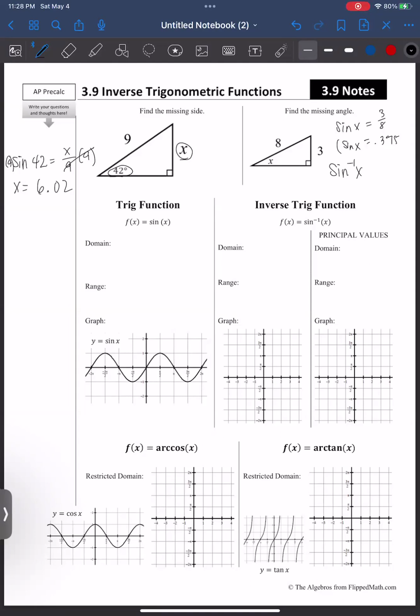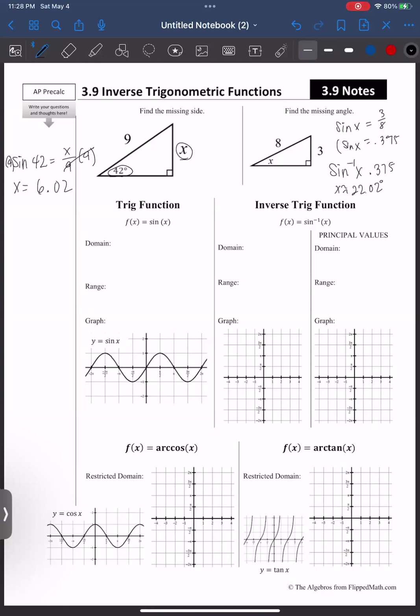You would do that to 0.375, and that would give you the estimate for what the value is. So if I had 3 divided by 8, and I did that sine inverse, it would be that x is about 22.02 degrees, more or less.